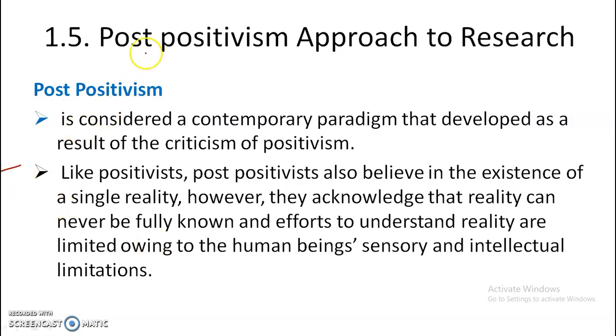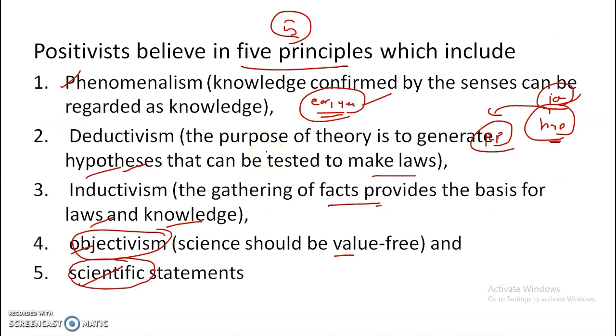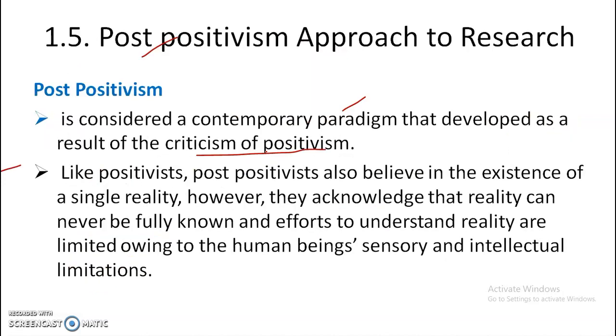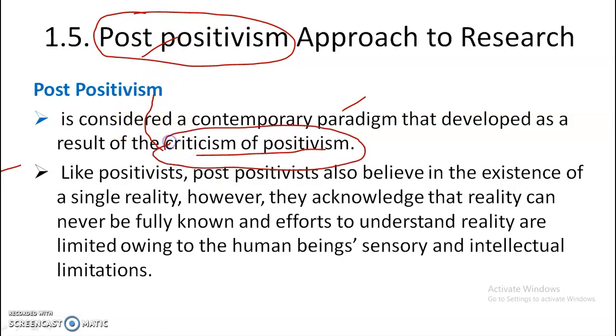The next topic is the post-positivism approach to the research. It is considered a contemporary paradigm that developed as a result of the criticism of positivism. That means if any mistakes are found in the principles or things you did in positivism, in order to rectify those mistakes you have to go to post-positivism. Post-positivism is a result of criticism of positivism.